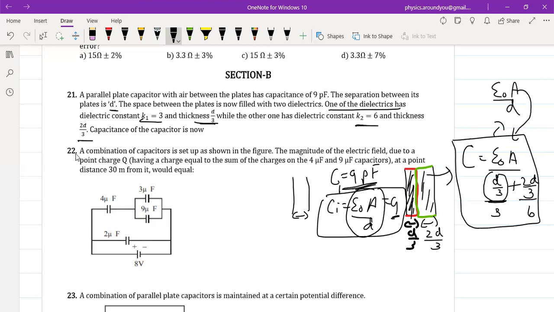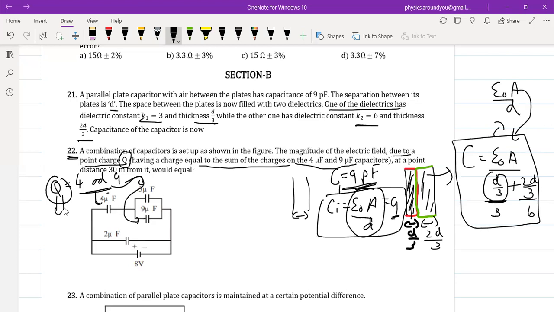Now question number 22. The magnitude of the electric field due to a point charge Q having a charge equal to the sum of the charges on 4 microfarad and 9 microfarad. Hold on. Well, this point charge Q doesn't have anything to do with this circuit. The point charge Q is a different case. It is there in some other place. They are just telling that capital Q is the sum of the charges on the 4 and 9 capacitors.